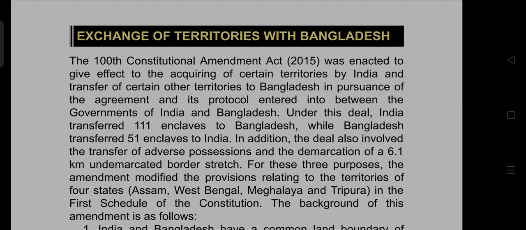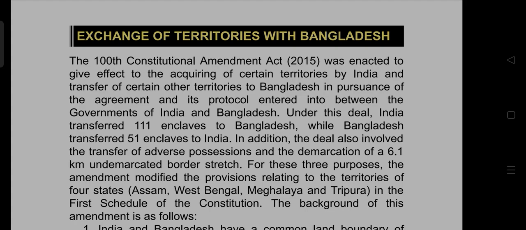Exchange of territories with Bangladesh. The 100th Constitutional Amendment Act 2015 was enacted to give effect to the acquiring of certain territories by India and transfer of certain other territories to Bangladesh, in pursuance of the agreement and the protocol entered into between the government of India and Bangladesh.